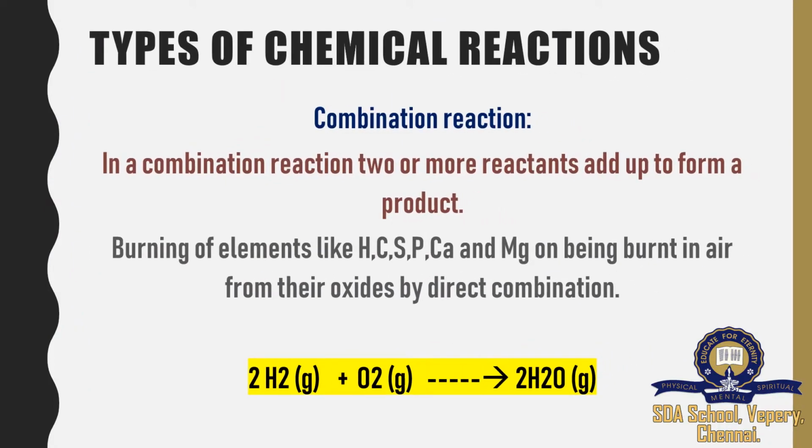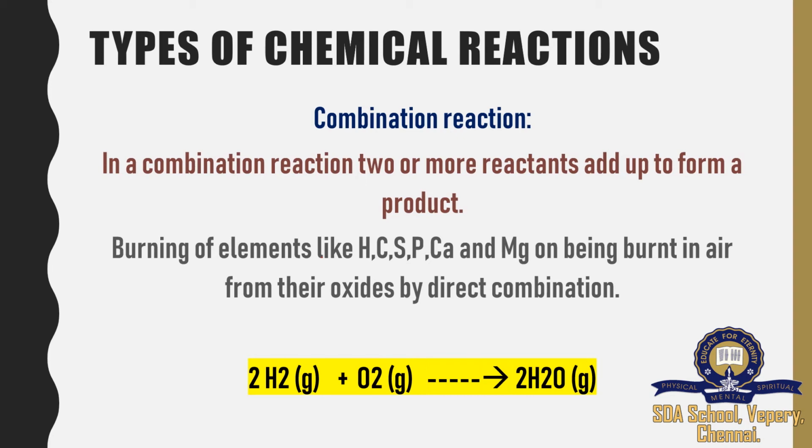Types of chemical reactions. The first reaction is the combination reaction. In a combination reaction, two or more reactants combine to form a product. Burning of elements like hydrogen, carbon, sulfur, phosphorus, calcium and magnesium in air forms their oxides by direct combination. While burning directly in oxygen, they give out the corresponding product.